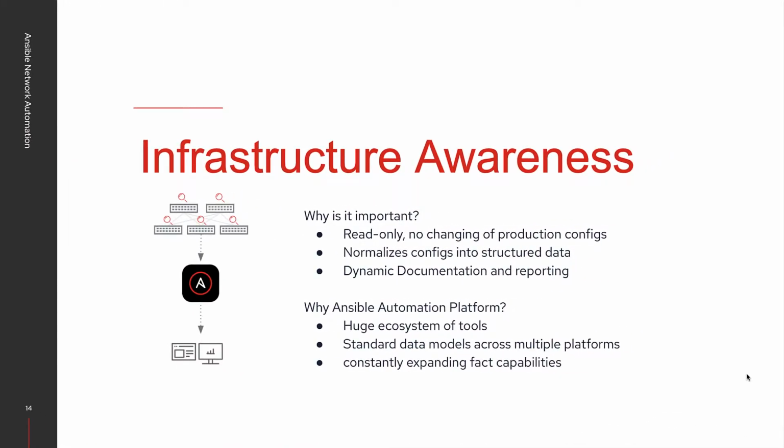So infrastructure awareness, why is it important? This is another read-only use case where you're not changing production configs, you're just automating getting information out of your network devices, your Cisco routers, your Arista switches, your Juniper edge devices, whatever it happens to be. We're normalizing configuration into standard structured data. And this can be transformed into whatever structured data you want. So if you want JSON, you want YAML, you want a specific data structure, that's easy to do.